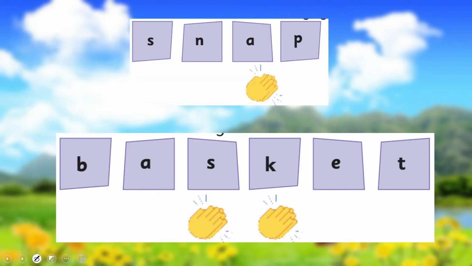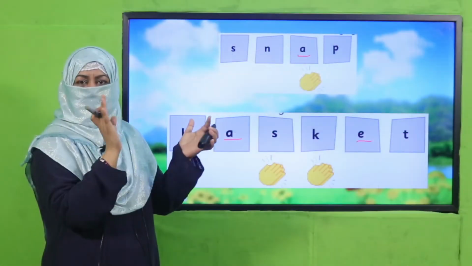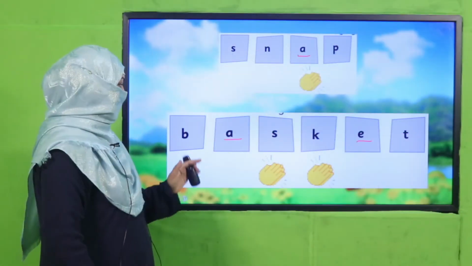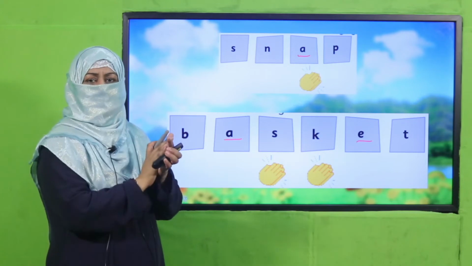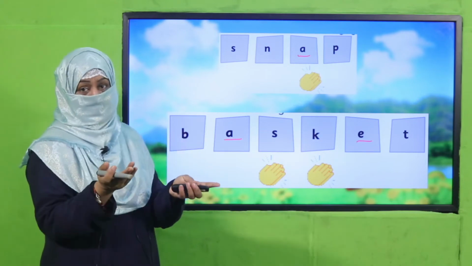Now the question is here, how many vowel sounds are there? 1. How many vowel sounds are there? 2. So when we say snap, it's a one syllable word. And when we say basket, basket, two syllables.